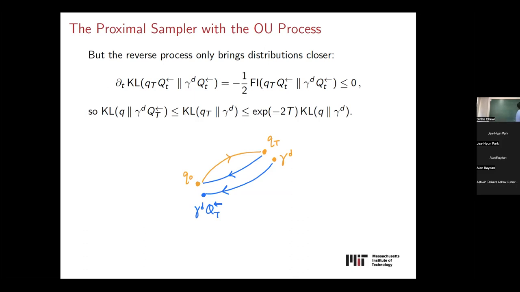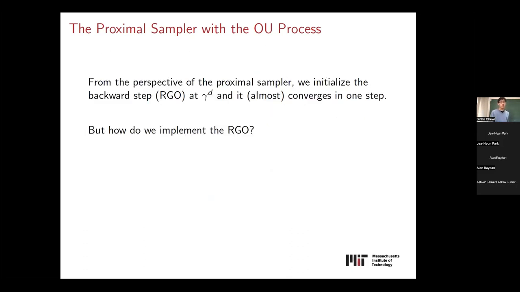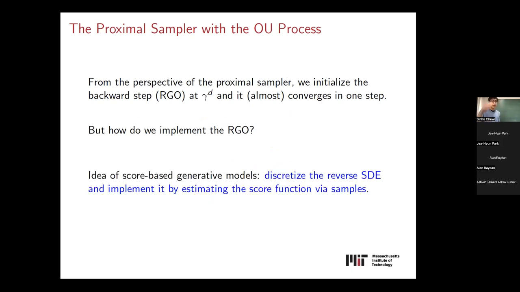So the question now is, can we actually implement this reverse process? From the perspective of the proximal sampler, what's going on here is we initialize the backward step, the RGO, at the standard Gaussian, and just one step of the backwards process is already enough to converge. But the real question is, how do we actually implement this? And this is going to be the idea of score-based generative models from my perspective. My perspective is we just need to discretize this reverse SDE. And remember that the reverse SDE always involves a score function when you reverse in time. So this score function is something that's going to need to be estimated on the basis of samples.